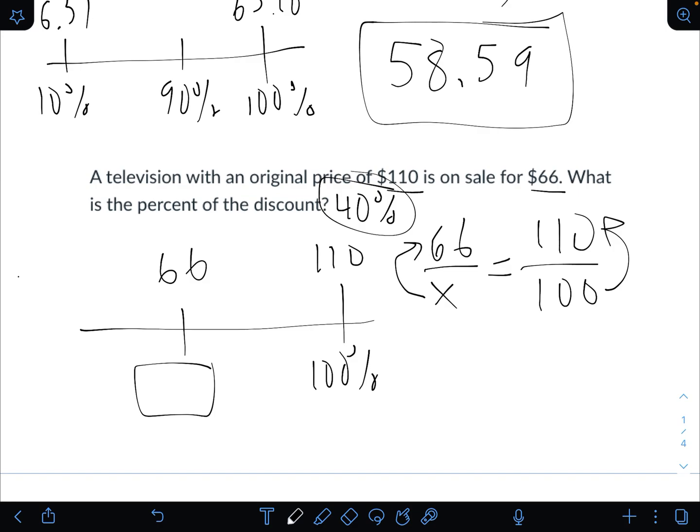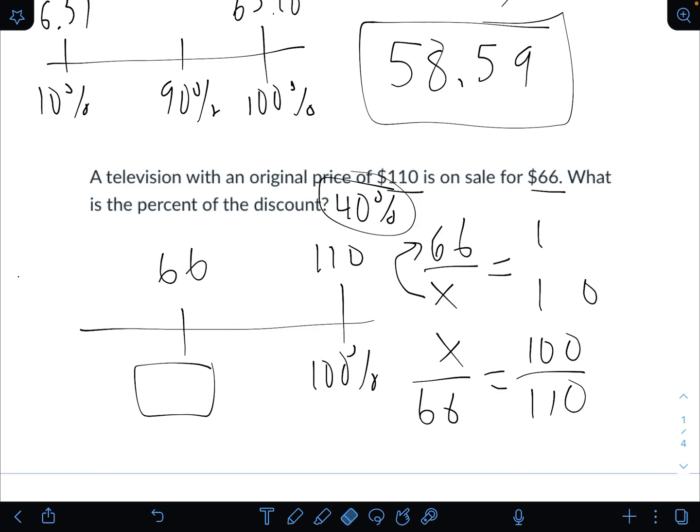So 66 over X equals 110 over 100. Exact same thing as X over 66 equals 100 over 110. Well, that's nicer. I like that better. Same thing. You just got to flip both sides.